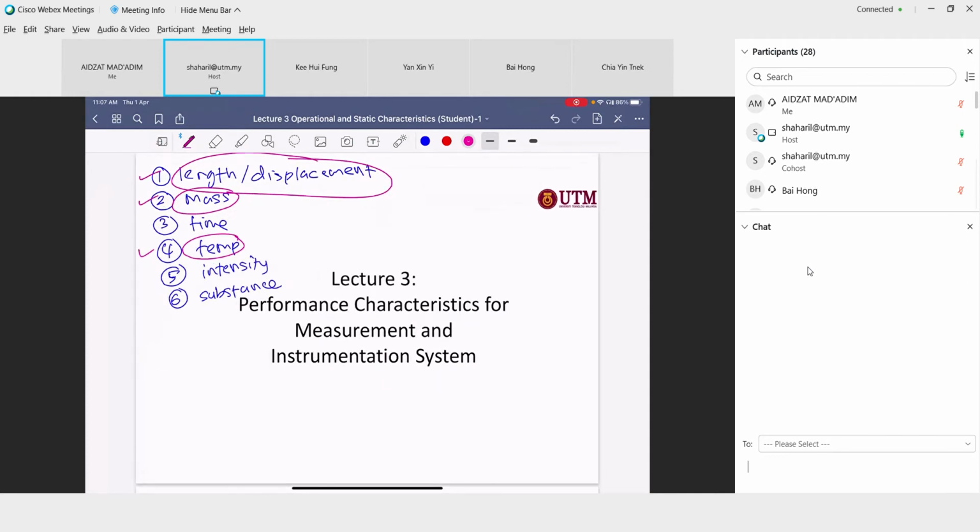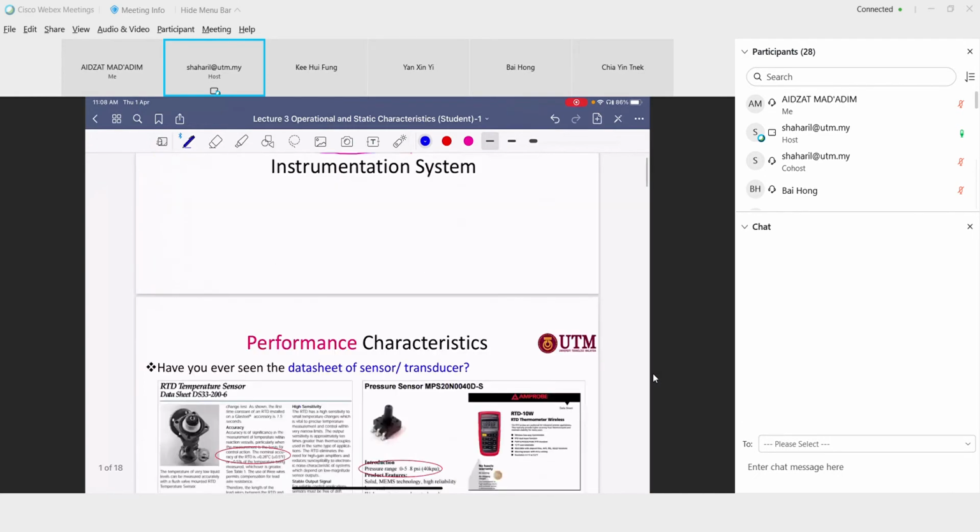In these lectures, what we're going to look at is the performance characteristic for measurement and instrumentation. Measurement is about when you get the data, so what you will do with your data. Instrumentation is about a transducer and also signal conditioning and so on. There are 4 components there. And the performance characteristic, so the word is performance, and then characteristic. This one we are going to look at.